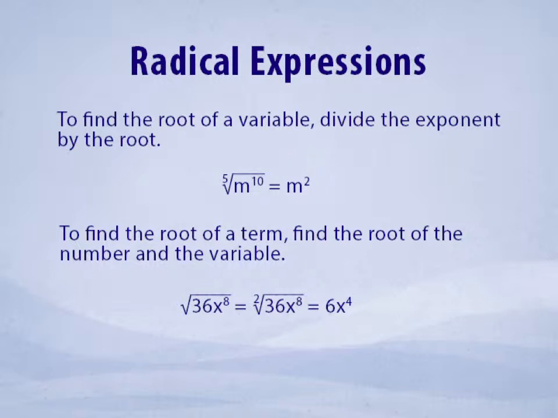To find the root of a term, find the root of the number and the variable. So if I have the square root of 36x to the 8th power, remember, when you see the radical without a root, the root is automatically 2. The square root of 36 is 6. For the variable with an exponent of 8, I take 8, divide by 2, and I have an answer of x to the 4th for my variable.